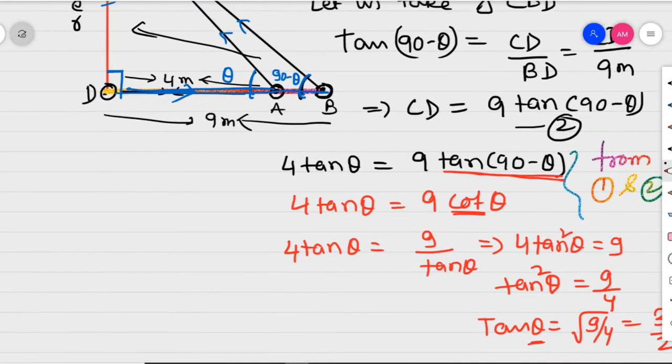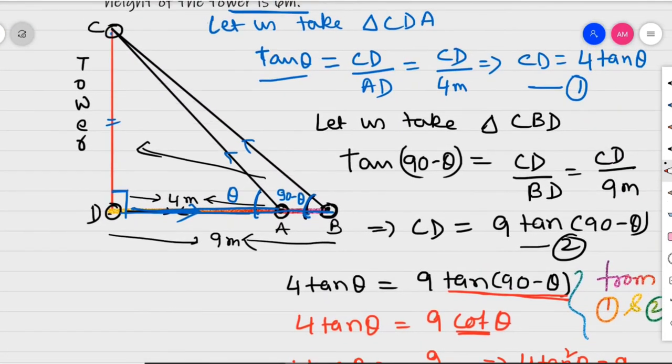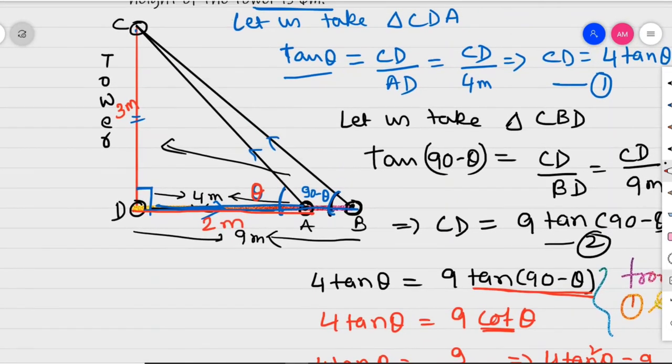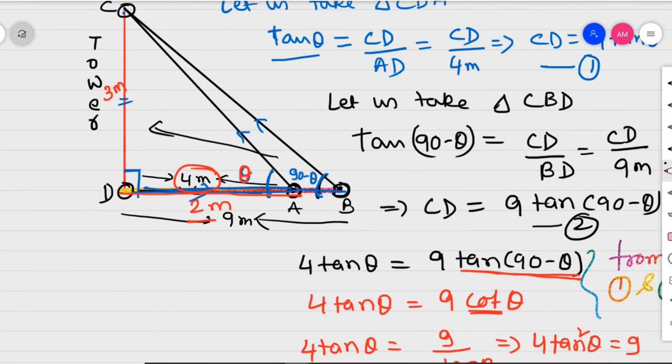Now tan theta is 3 by 2. That means, this one is your theta and it is 3 by 2. That means if this is 3m, then this part is 2m, isn't it? 3 by 2. Now see, this is 2m, but you know this is 4 meters, your AD is equal to 4 meters. This is in the ratio. So 2m, I am taking the ratio.